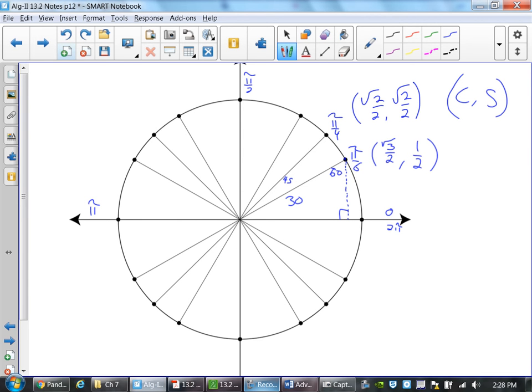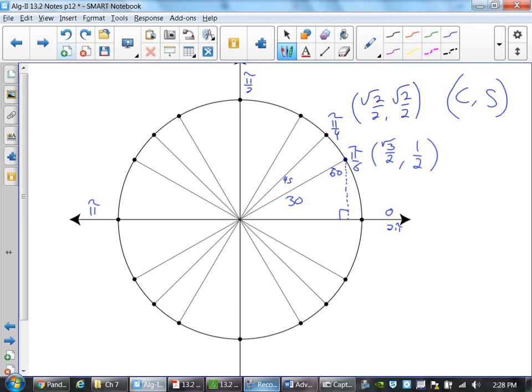Cosine of 45 degrees is adjacent over hypotenuse, 1 over root 2. Root 2 over 2 when simplified. When you rationalize your denominator, you have 1 over root 2, so you multiply top and bottom by root 2. Square root of 2 times square root of 2 is 2, so you get root 2 over 2.